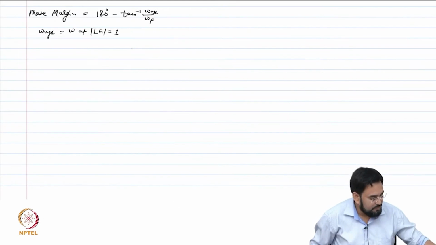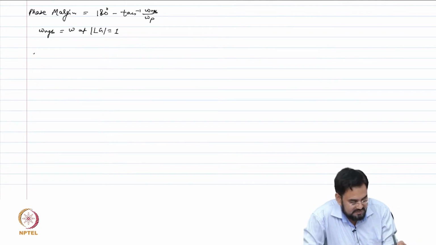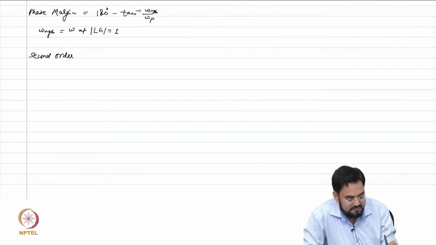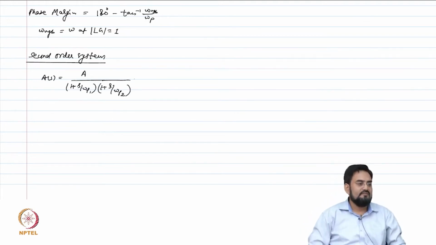So now if we have two poles, a second order system, take the same case, A(S) equal to A over 1 plus S over omega P1 into 1 plus S over omega P2. Now instead of a single pole, I have two poles. Correct?